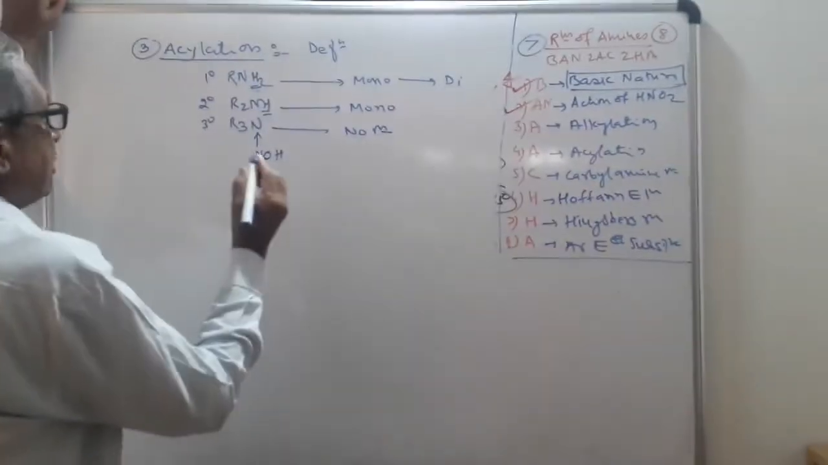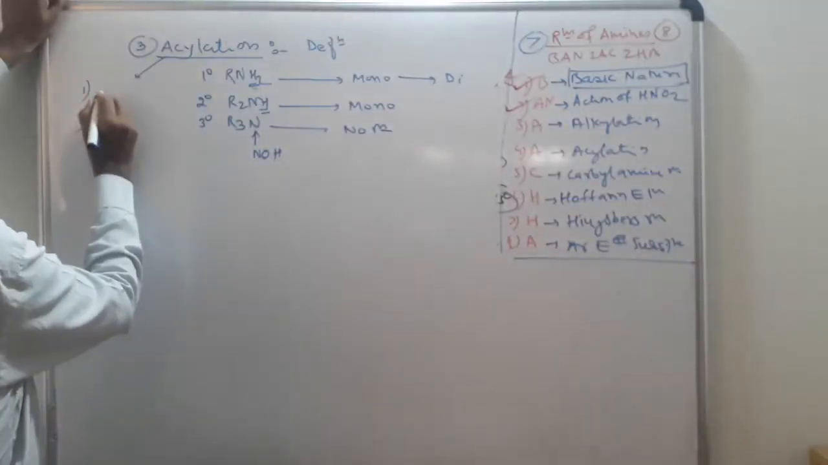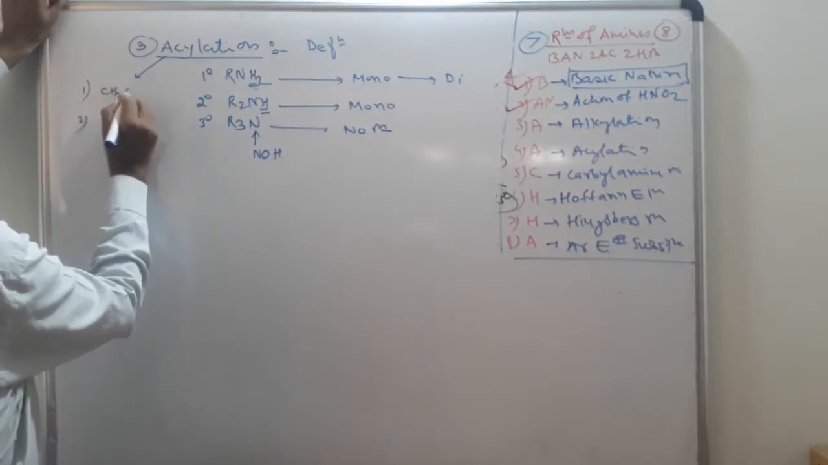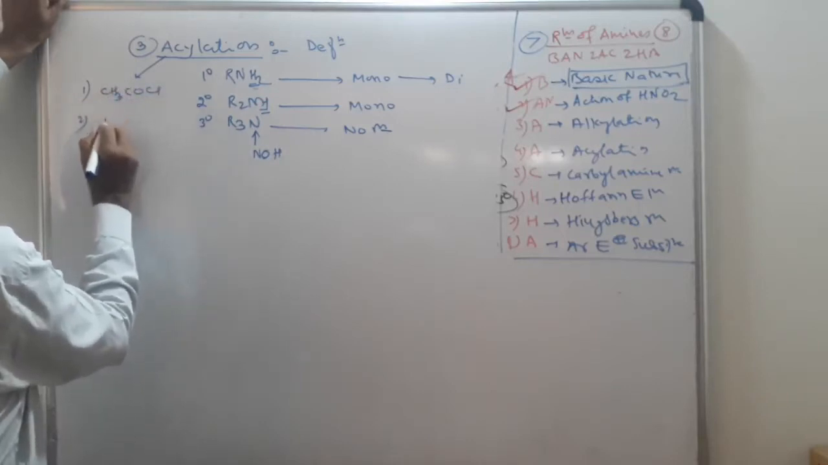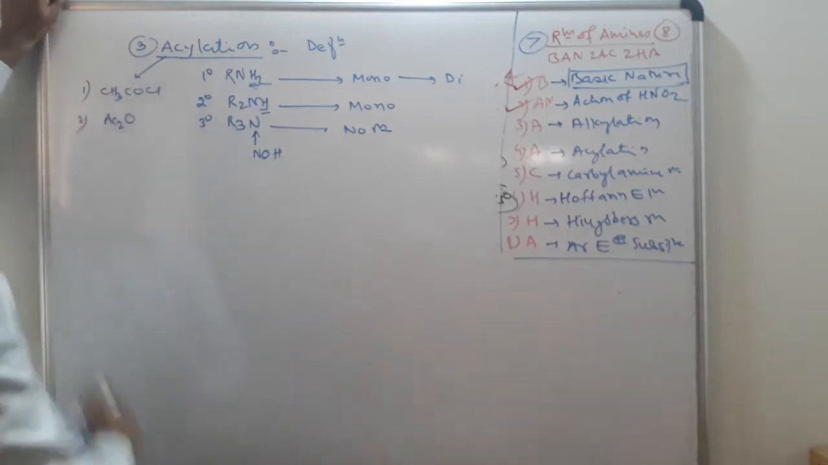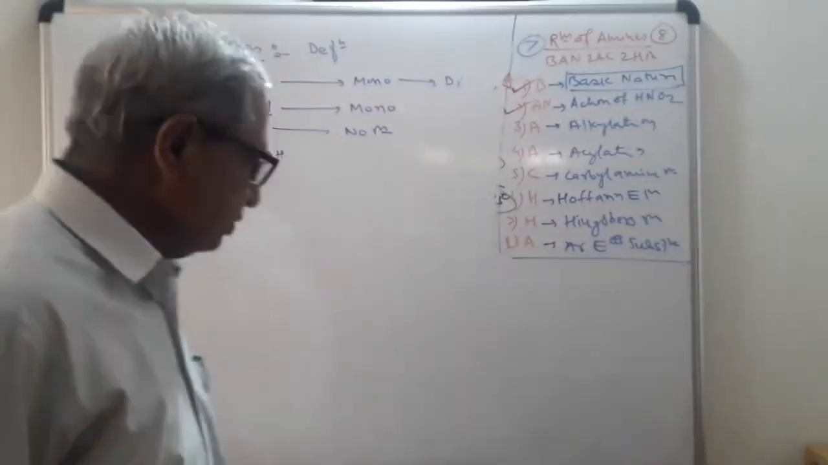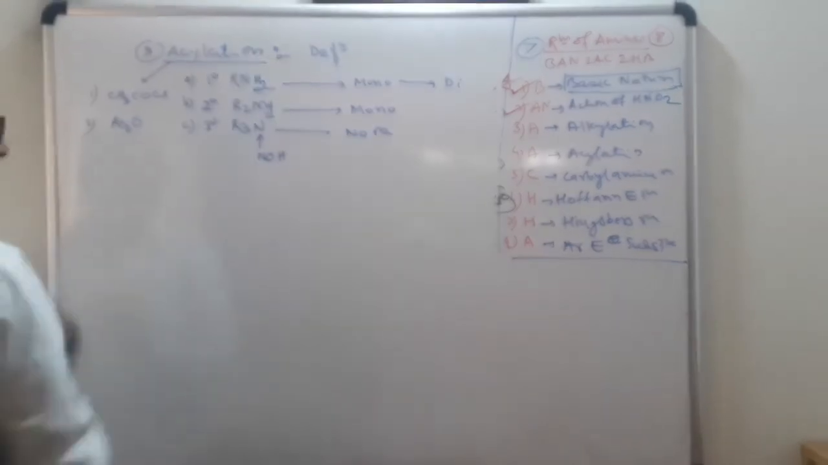Now the second important question: the reagents used for the acylation. There are two reagents. One is acetyl chloride, CH3COCl, and the second is acetic anhydride, shortly denoted as Ac2O. So I will explain here. This is the A point, B point and C point. Step by step I will explain the three points.